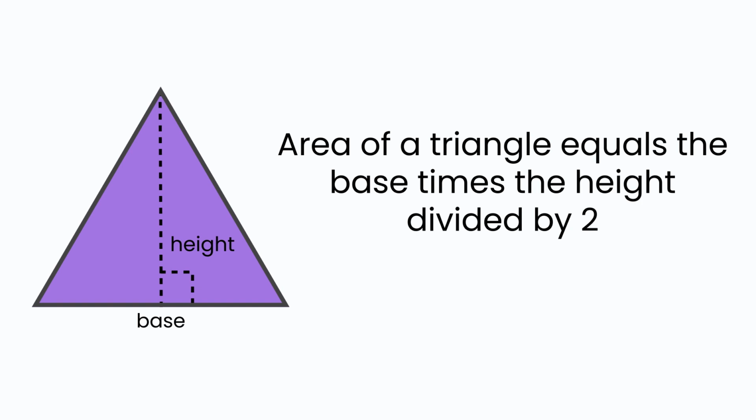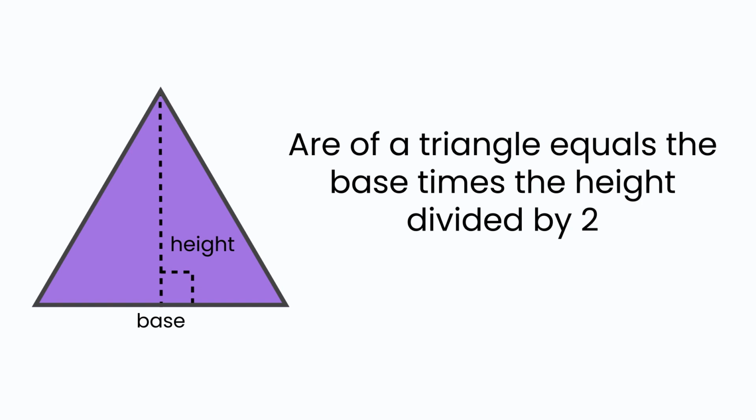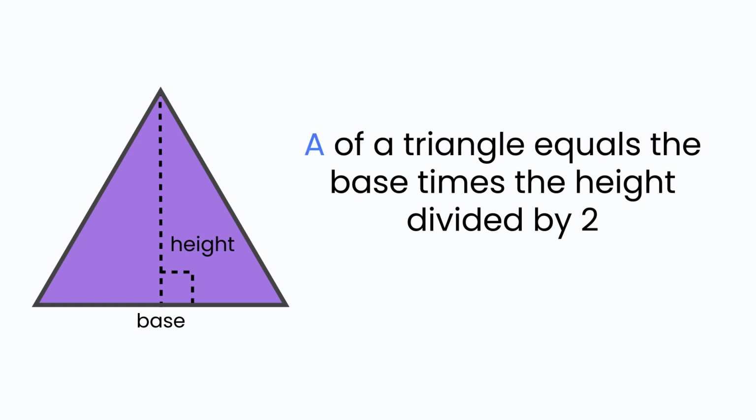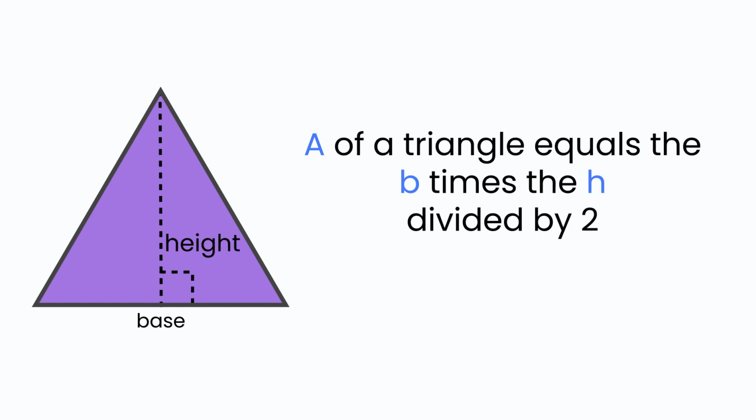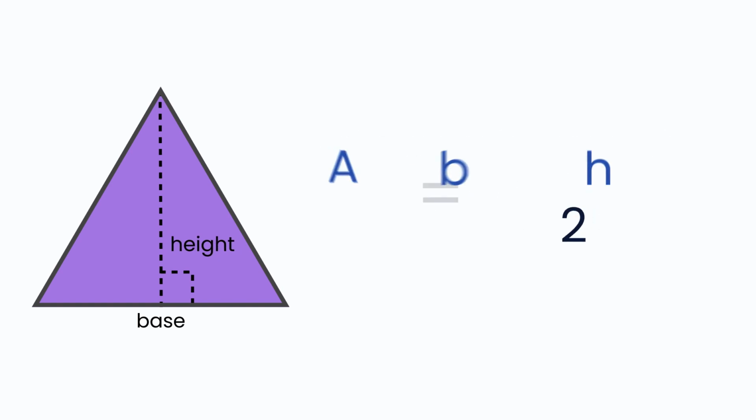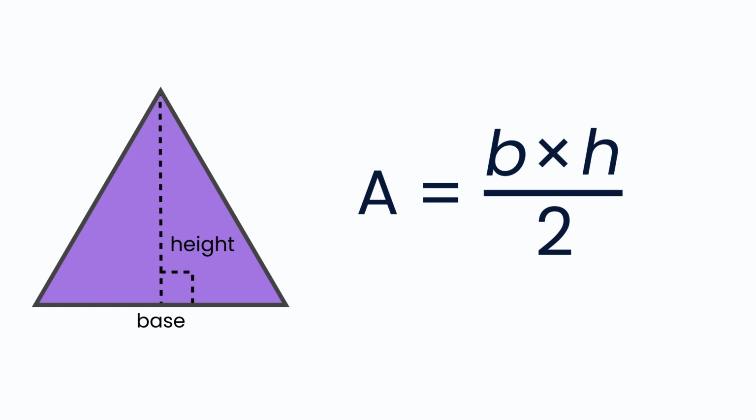You can rewrite the formula by symbolizing each term with a letter. Capital A is often used instead of area, the letter B is used instead of base, and the letter H is used instead of height. This means the formula is rewritten to A equals B times H over 2. This way of writing the formula makes it much easier to work with if you need to find the base or the height.